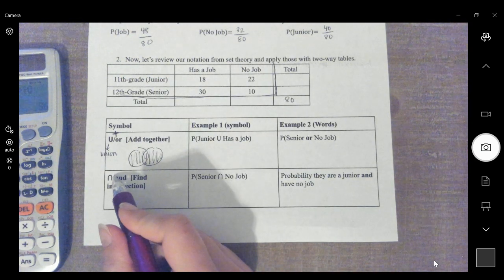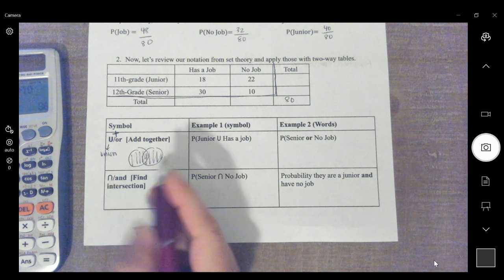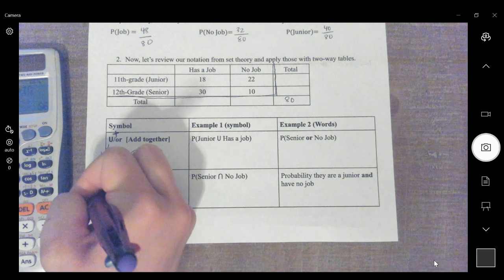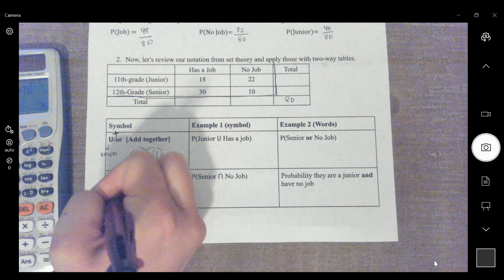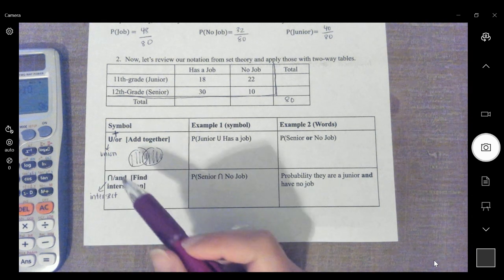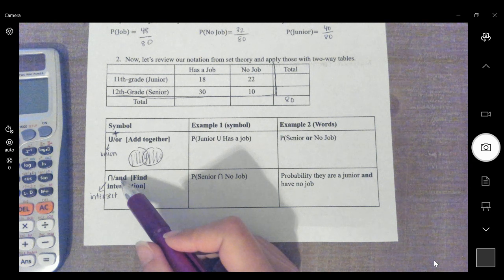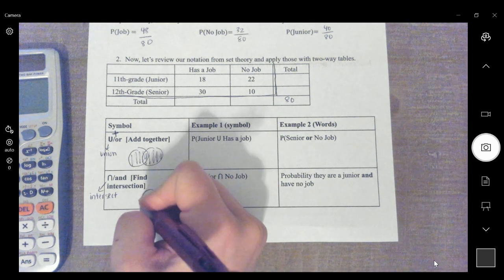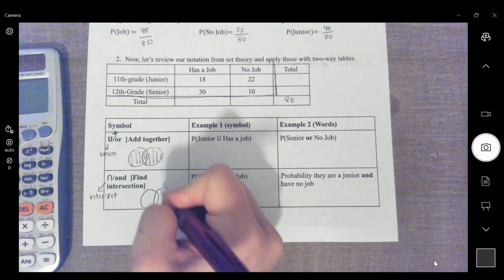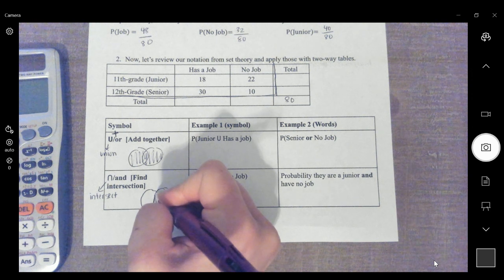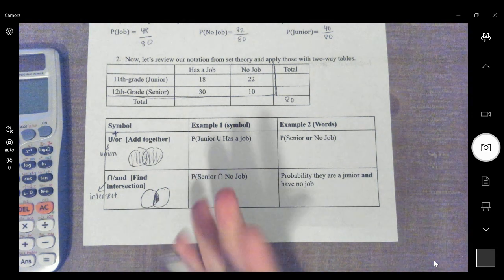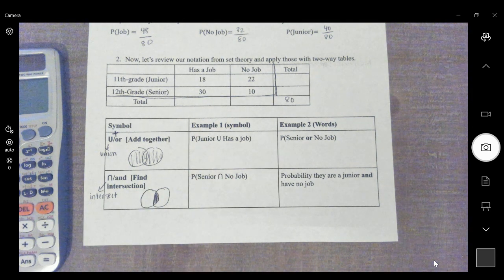Okay, the one that looks like an upside down U or kind of looks like an N, remember that's the intersect symbol. So we are not adding on that, okay? So if you see the intersect symbol and the word and, we want to find the intersection. So in our Venn diagram, right, it was that middle part. That means they are in both categories at the same time. They have these people in common, okay?